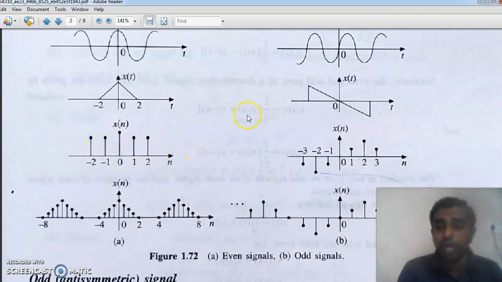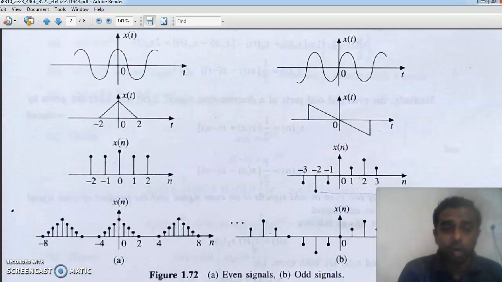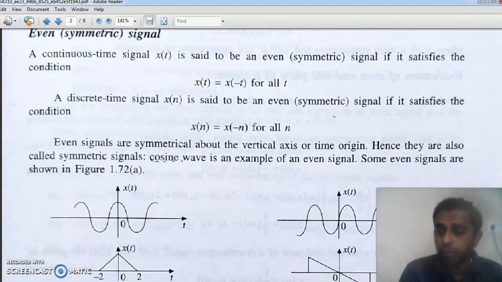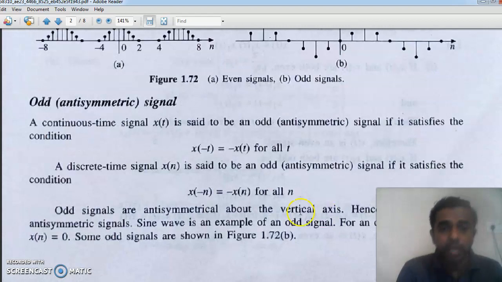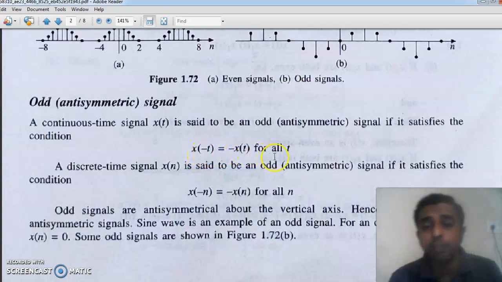Okay, mirror reflection. And what is an odd signal? By definition, an odd signal is x of t equal to minus x of minus t for all values of t, that is for continuous time. And similarly for discrete time, x of n is equal to minus x of minus n for all values of n. That is, the signal is anti-symmetric with respect to the vertical axis, whereas even signals are symmetric with respect to the vertical axis.